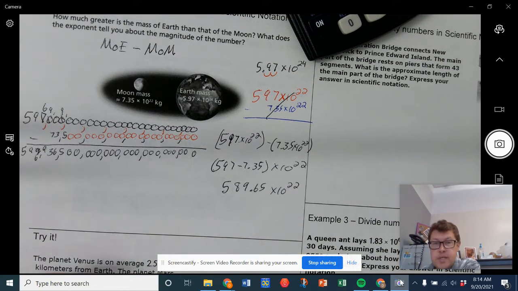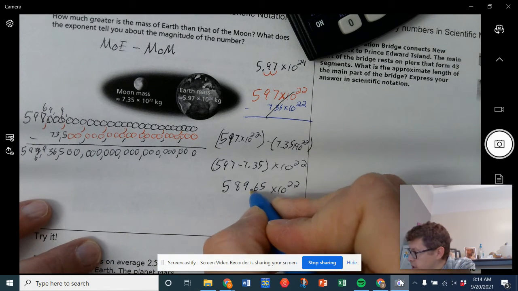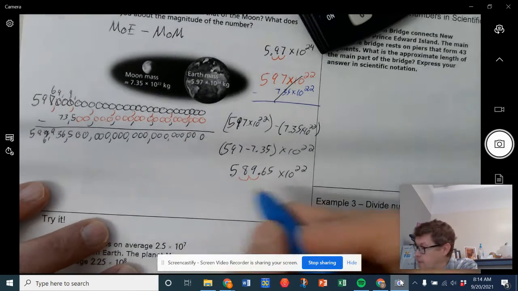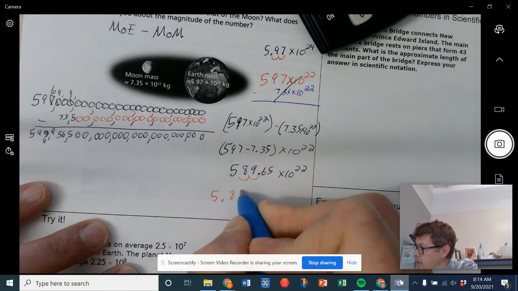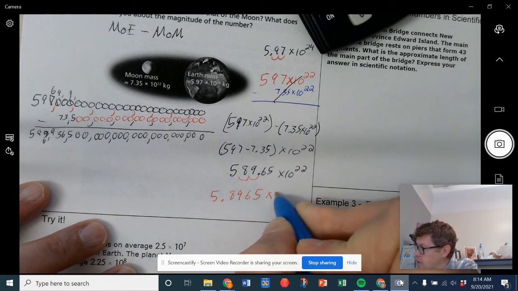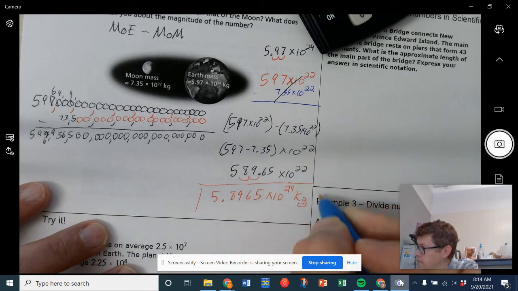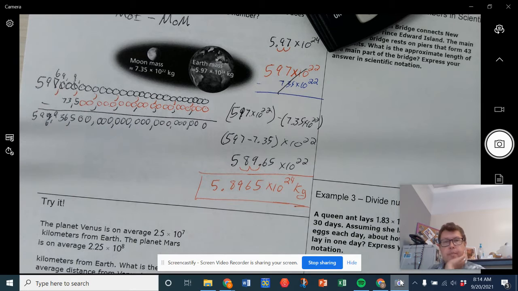And now we want to convert this into scientific notation. So we move our decimal point 2 spots, and that makes that go up to the 24th, right? So it becomes 5.8965 times 10 to the 24th kilograms. And that right there, friends, is our answer. So that's how much bigger the Earth is than the Moon. Almost 6 billion. That's basically to say that the Moon is not very big compared to the Earth. That's kind of how you subtract it.